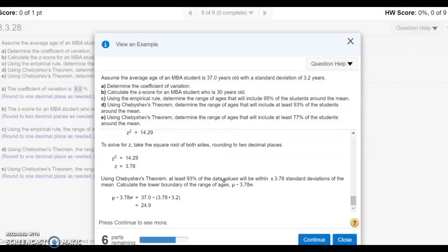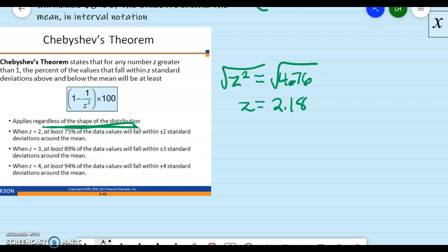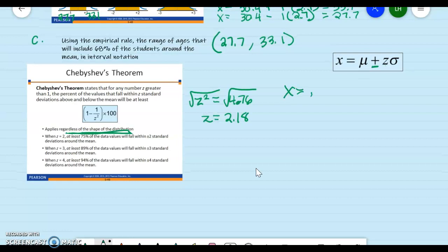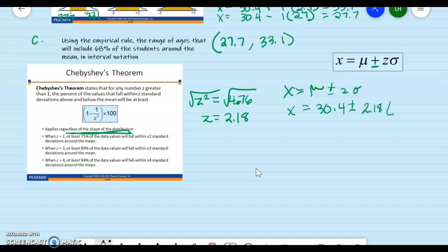Okay, I can look at the example, and so that's what you have to be careful about. Round to 2 decimal places until you get to the end. So z is 2.18, and then we're going to do x equals mu plus and minus z times the standard deviation. Well, mu is still 30.4. And I'm not going to write plus and minus separately this time. Z is going to be 2.18 this time.